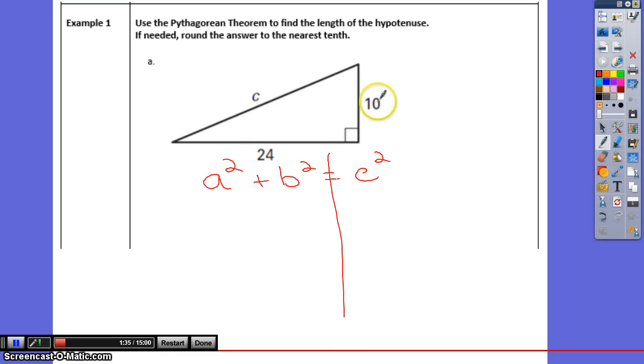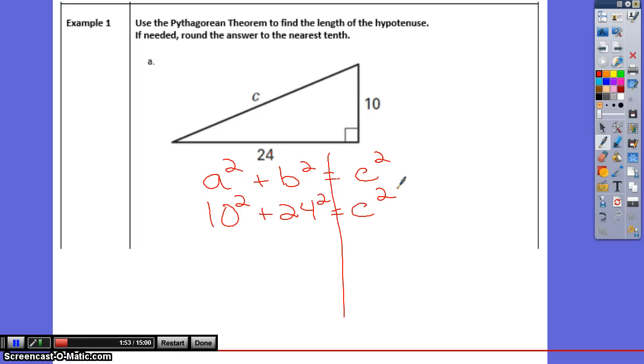Now we have 10 and 24. Which one's A, which one's B? Does it matter? No, it does not matter. So you can go 10 squared plus 24 squared. You could have went 24 squared plus 10 squared equals C squared.